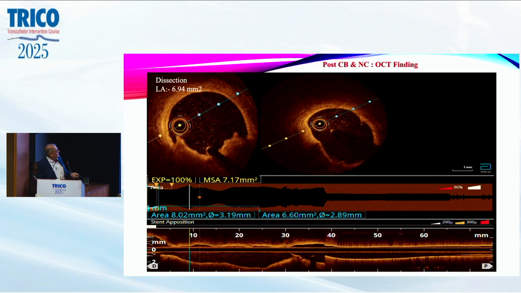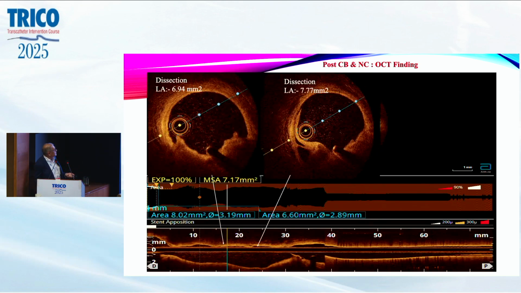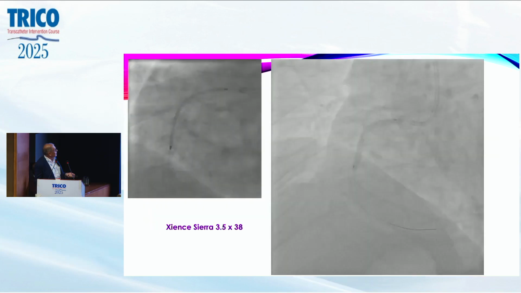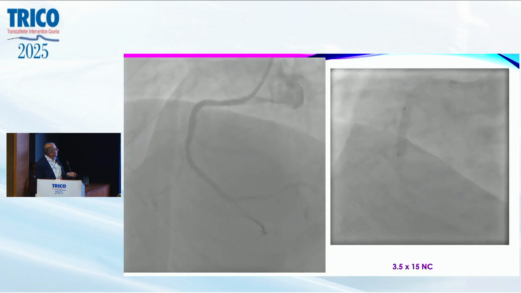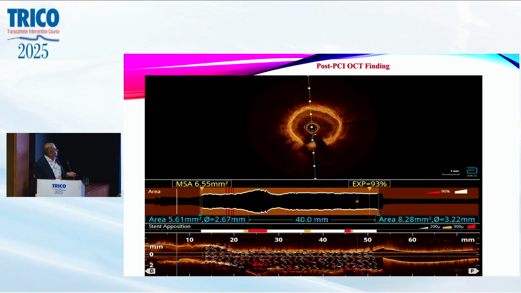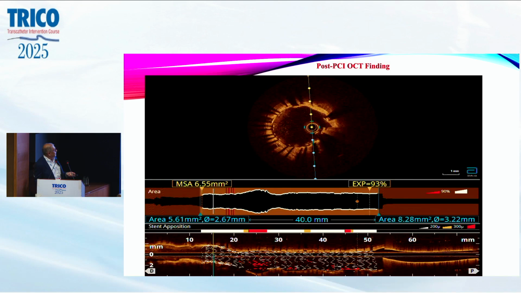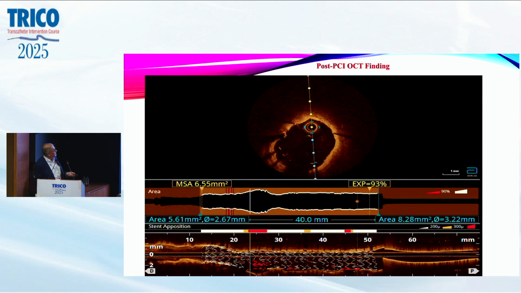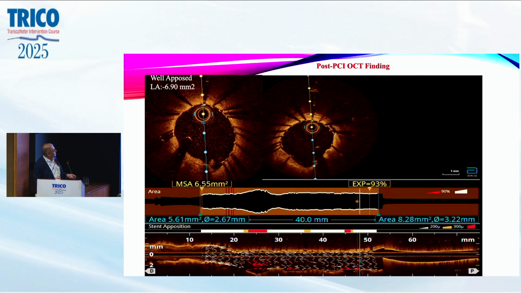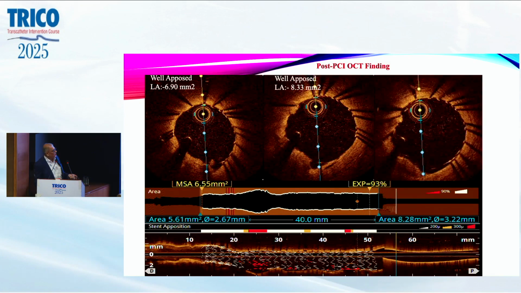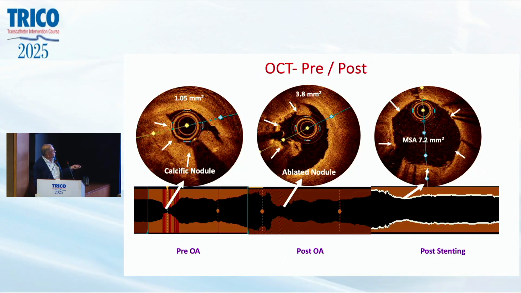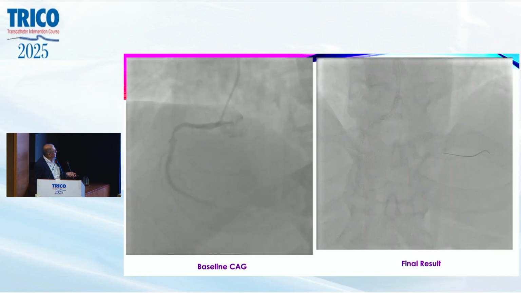In the interest of time, I'll rush forward. Multiple dissections, but very nice lumen gain. And then a 3.5 by 38 stent, post-dilated well. And this is what we have at the end. A well deployed, well apposed stent. Across a side branch, there's some, that's why you see the red. But overall, your stent apposition is very good with great lumen gains. This is the pre, this is after the ablation, and this is what we get.